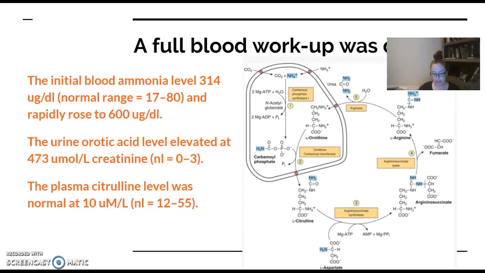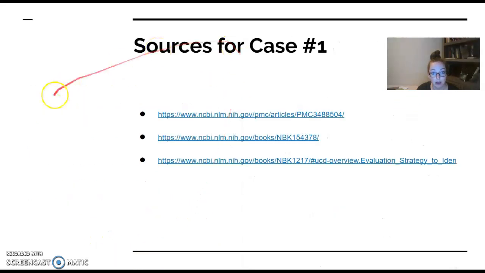A deficiency would explain why the citrulline levels are somewhat low and carbamoyl phosphate is accumulating. So an infant onset of this disease in females is extremely rare according to the research, but it is possible according to these sources here. So that's case number 1.